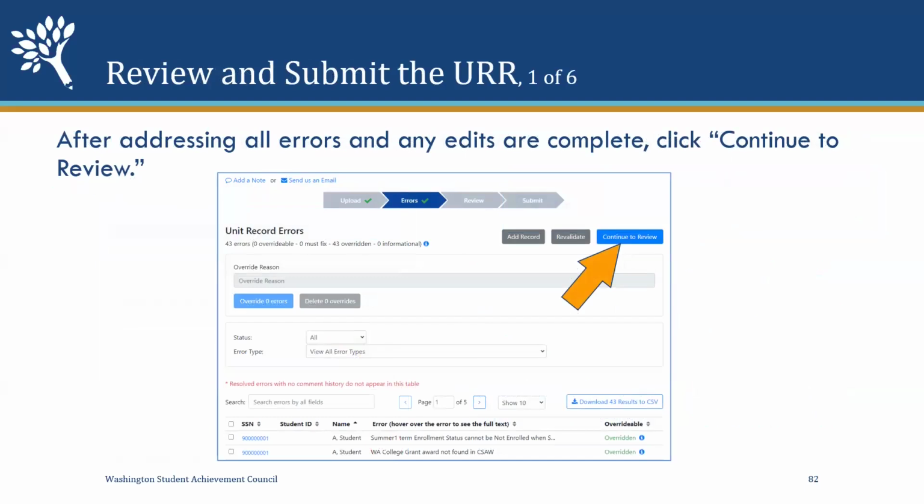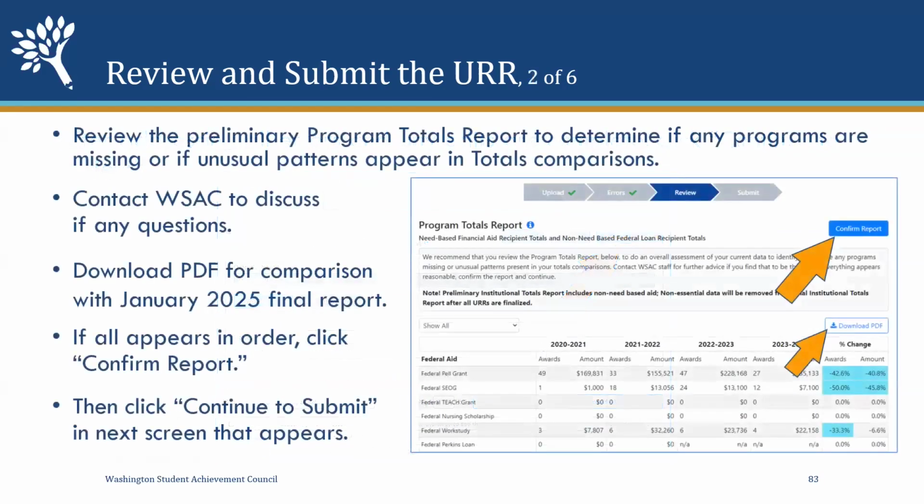After you've addressed all of the errors and all your edits are complete in this error screen, you will see that this blue continue to review button will appear. It does not appear until all of those are addressed. So go ahead and click that. It will ask you to confirm, and then you'll move forward to see the program totals report.